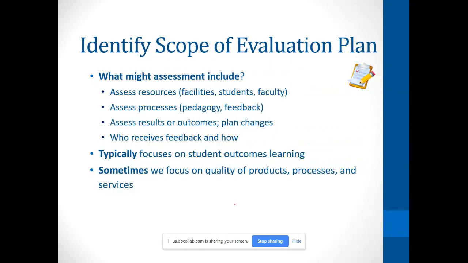So in terms of identifying the scope of your evaluation plan, your assessment might include assessing your resources, right? So the facilities, the students, and the faculty. A point of clarification here on using the term assess faculty. What we're saying is that in your project, you are designing an intervention, a strategy, or using some innovation, but that you would assess how faculty are implementing that innovation. So something like a reflective log or a journal, right?